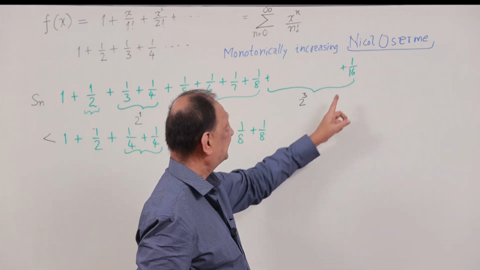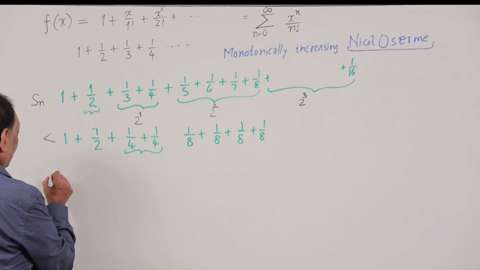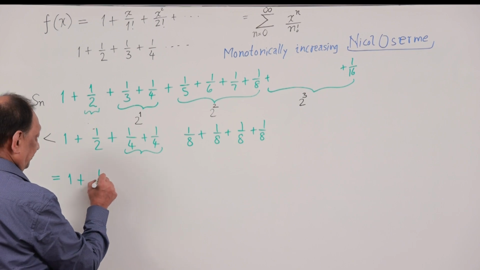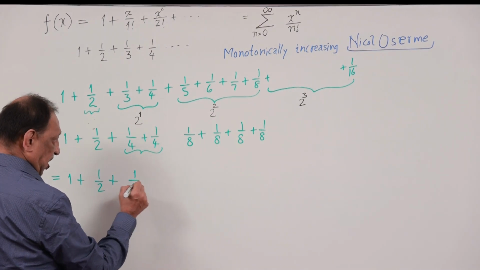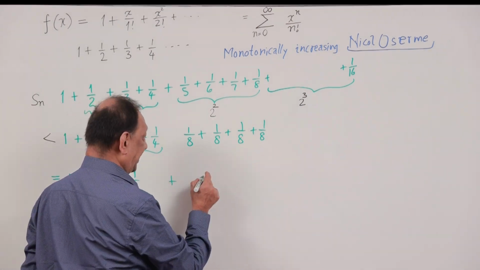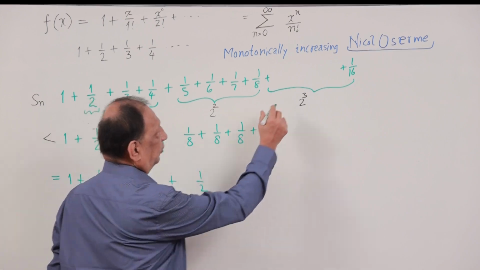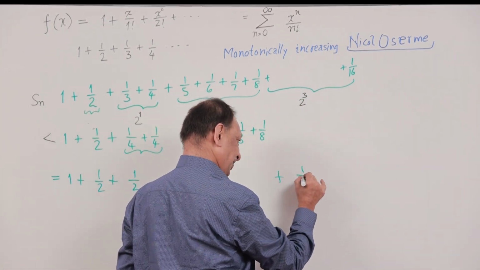So, you will have how many 1 by 16s? 8 number of 1 by 16s and so on, right? So, now what is this equal to? 1 plus half plus, what is 1 by 4 plus 1 by 4? Half plus, what is 1 by 8 plus 1 by 8 plus 1 by 8 plus 1 by 8? Half. What is 1 by 16 plus 1 by 16, 8 times? You have to add half.